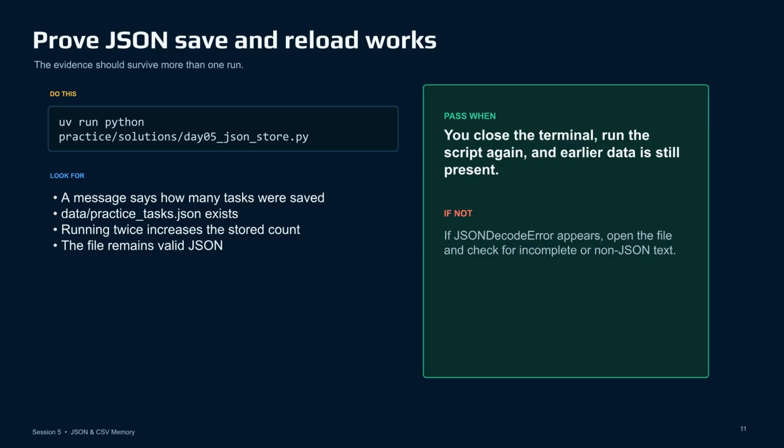To prove your JSON save and reload works, run your script, close the terminal, and run it again. If your tasks are still there, you've succeeded. If you hit a JSONDecodeError, check that your JSON file contains valid, well-formatted text.